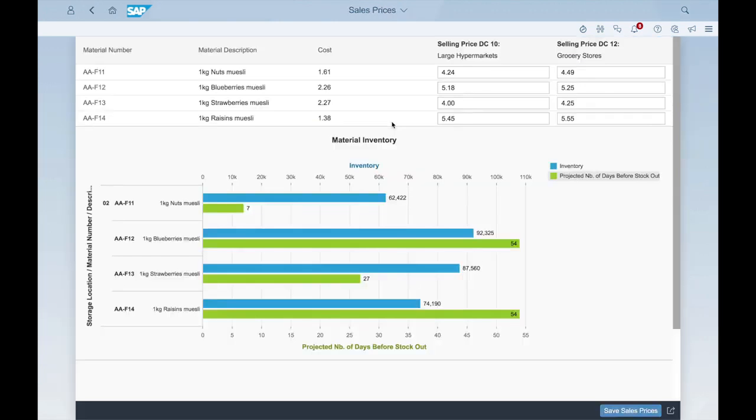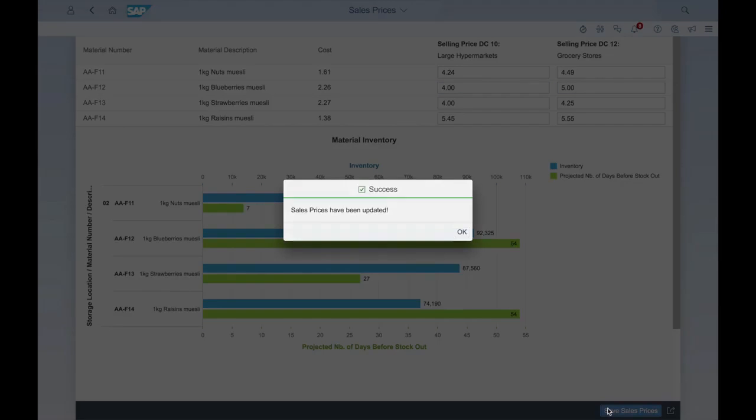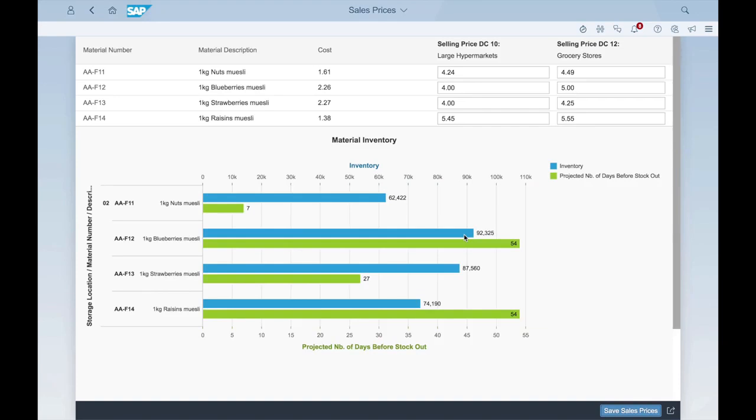Using my prices and inventory application, I can deduce that blueberry muesli as well as raisin muesli are not flying off the shelves. Nut muesli, on the other hand, is selling quite well, but I only have a limited amount of stock left. To help blueberry muesli sales, one of the actions I could take would be to drop my prices and observe what would happen to my overall sales. I'm going to go ahead and do that. A lower price for grocery stores, and a far more discounted price for large hypermarkets.